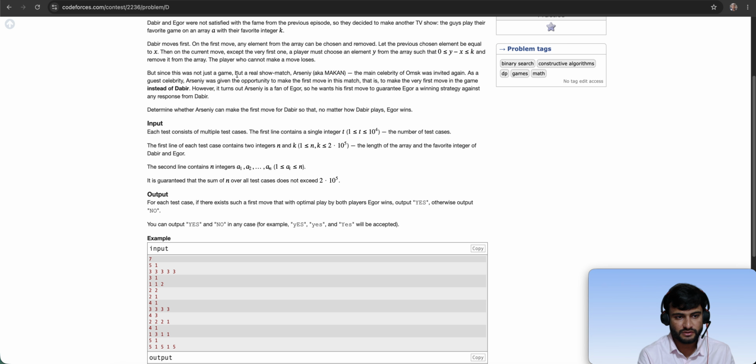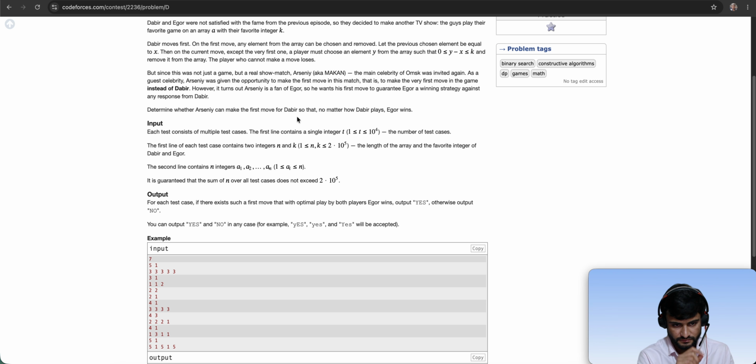But since this was not just a game but a real show match, the main celebrity, Arsani, was invited again. As guest celebrity, Arsani was given the opportunity to make the very first move in the game instead of Dabir. However, it turns out Arsani is a fan of Igor, so he wants his first move to guarantee Igor a winning strategy against any response from Dabir. Determine whether Arsani can make his first move so that no matter how Dabir plays, Igor wins.